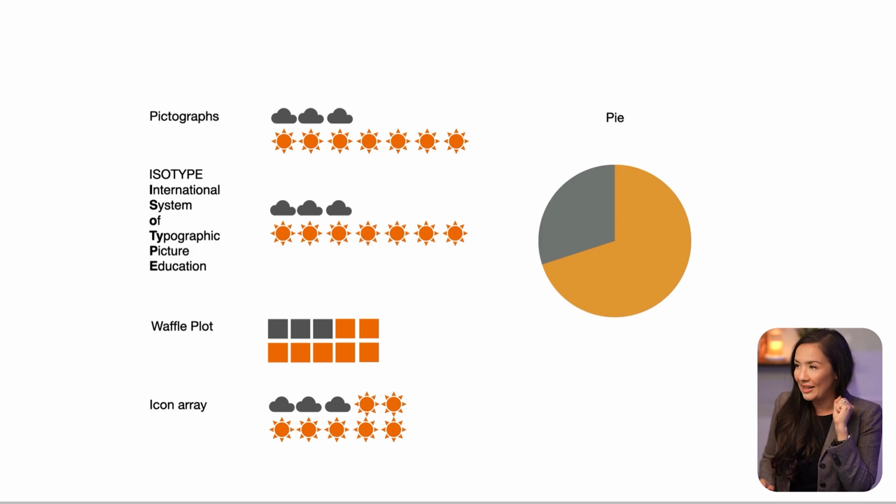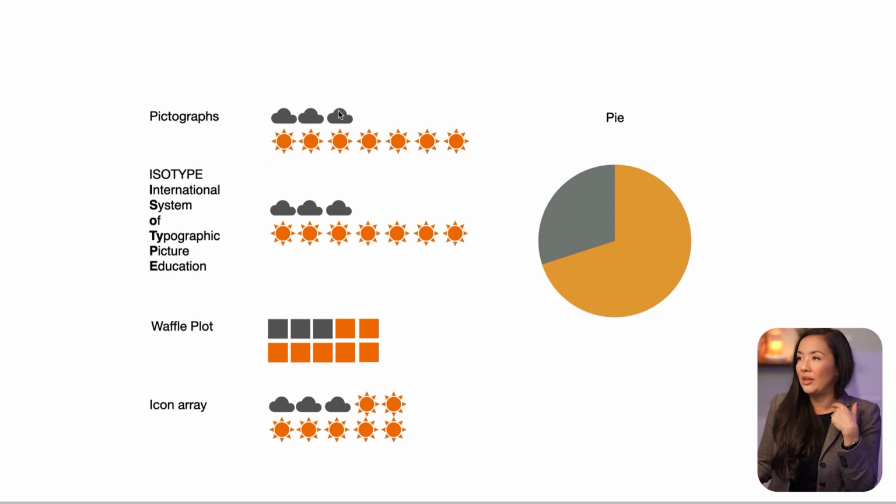Okay, so here's a whole sequence, and they're all using a very similar property: rather than showing continuous proportions, they're showing discrete information. At the top, we have pictograms, and what I'm showing you here is a number of cloudy days to sunny days, and that can be represented with this data as well. We also have an isotype, and that is an acronym for International System of Typographic Picture Education. And it's represented the same way.